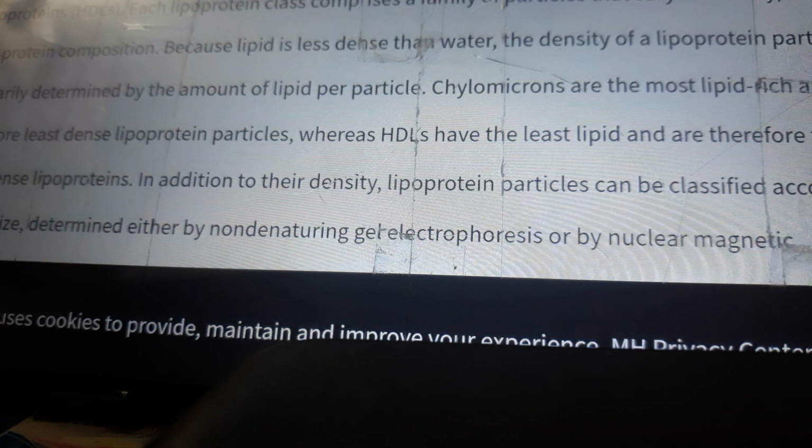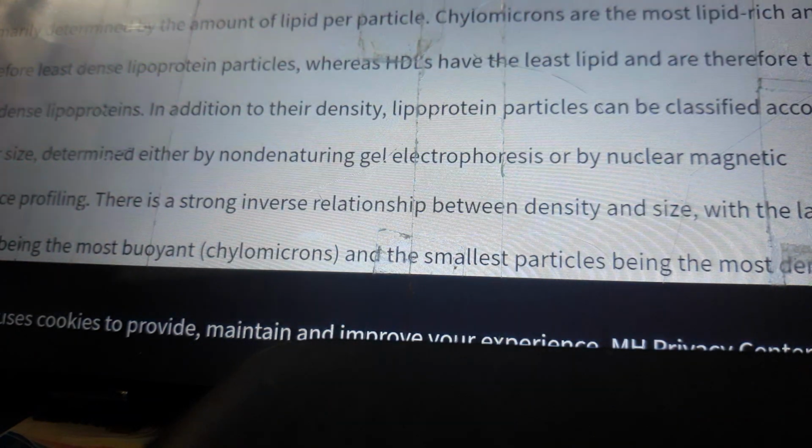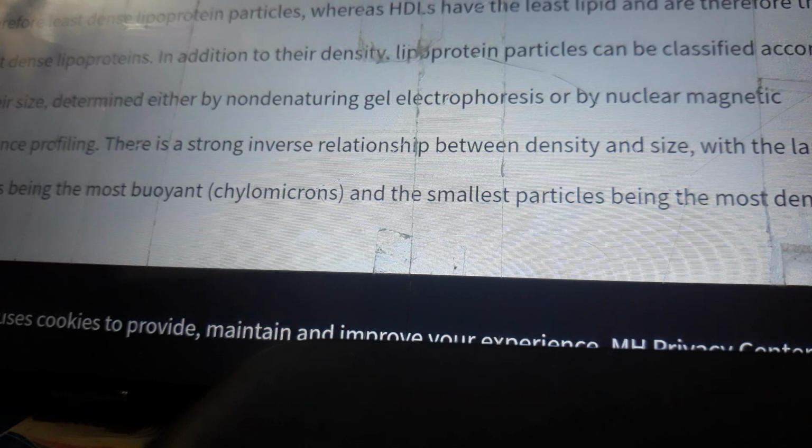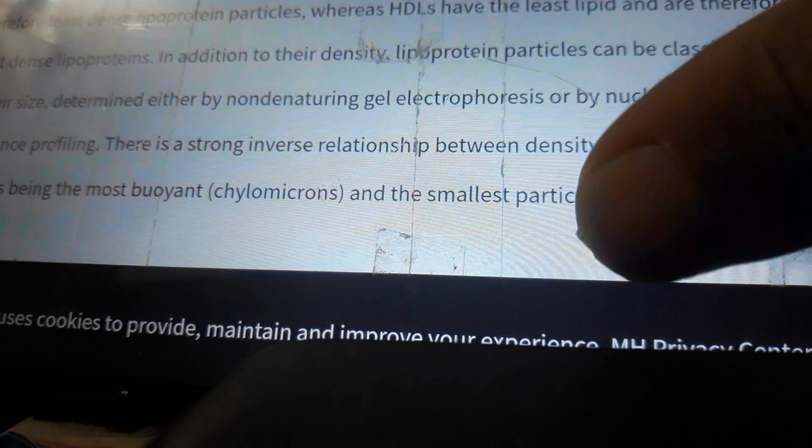Because a lipid is less dense than water, the density of a lipoprotein particle is primarily determined by the amount of lipid per particle. Chylomicrons are the most lipid-rich and therefore least dense lipoprotein particles, whereas HDLs have the least lipids and are therefore the most dense lipoproteins.